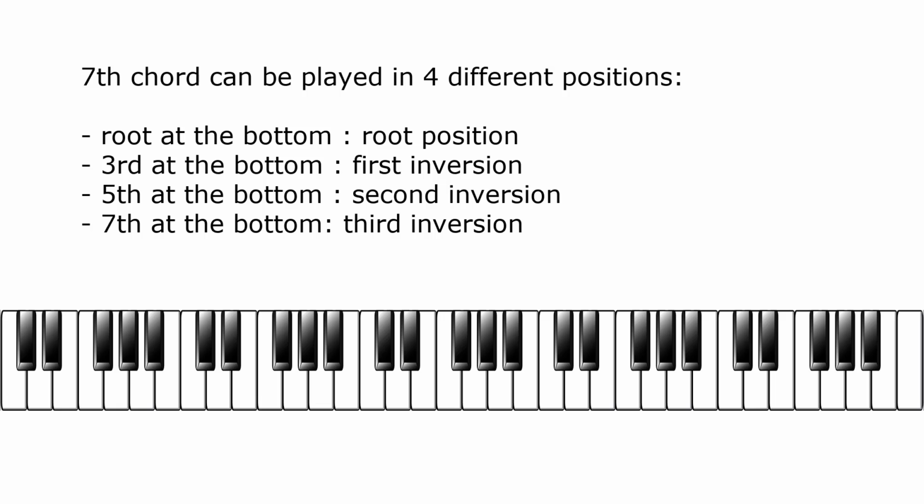C minor 7th, root position, first inversion, second inversion, third inversion. Let me show you this for A minor 7th, root position, first inversion, second inversion, third inversion, and of course, if I would move the G an octave up, I'm back in root position but one octave higher.